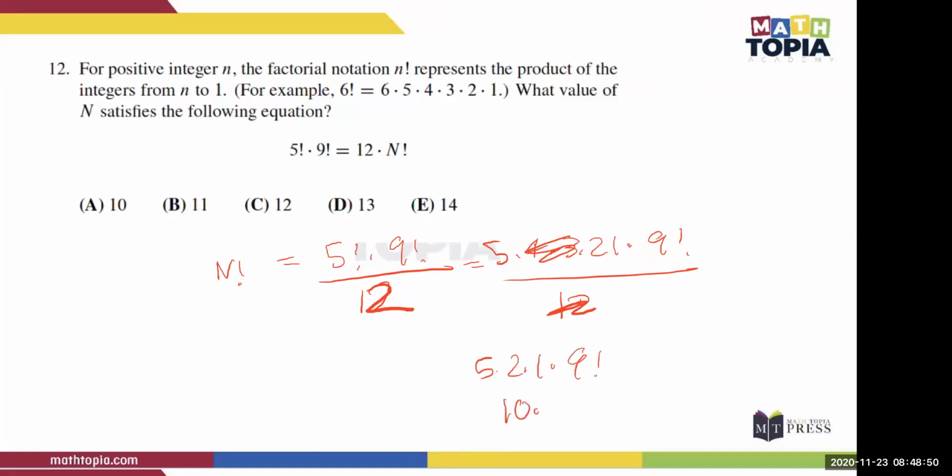So we get 10 times 9 factorial, which, very interestingly, is 10 factorial, because it's 10 times 9 times 8 all the way to 1. That is equal to 10 factorial. So n factorial equals 10 factorial, so n equals 10.